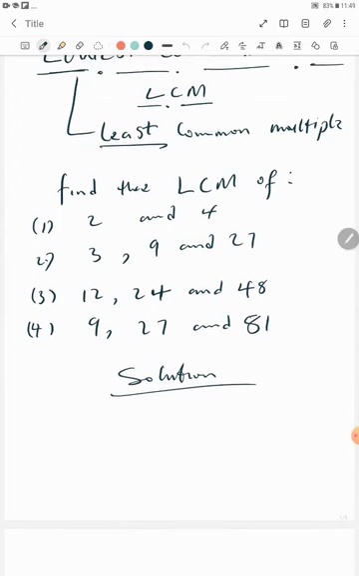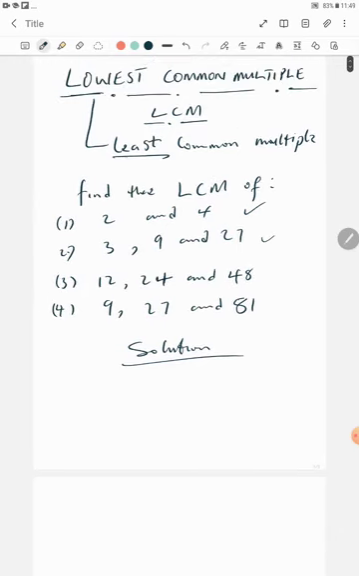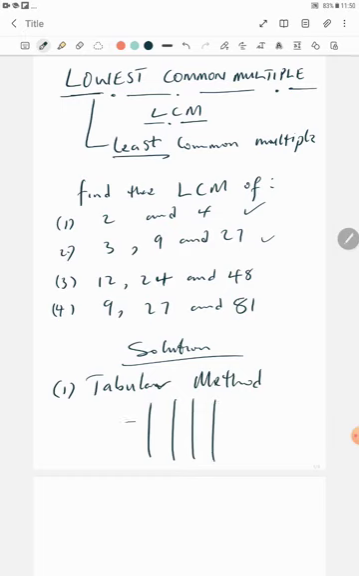I did that using 2 and 4. I did that using 3, 9, and 27. And in that class, I told you that we will be using two approaches to solving the LCM. The first one, I gave it a name, we can call it the tabular method, and that's what we did in the last class. We create a table like this, and then we find the LCM. So in this video, I want to introduce another approach to you.